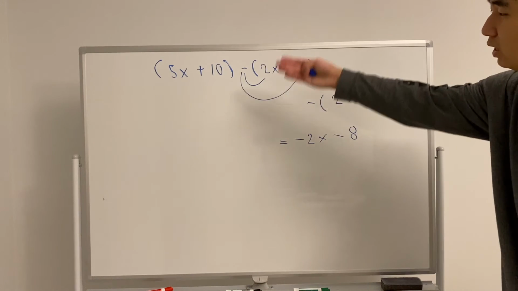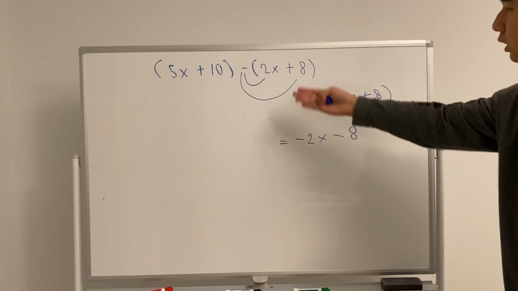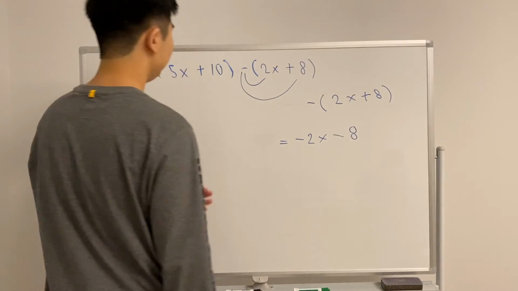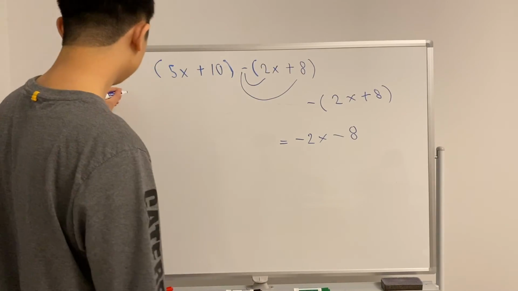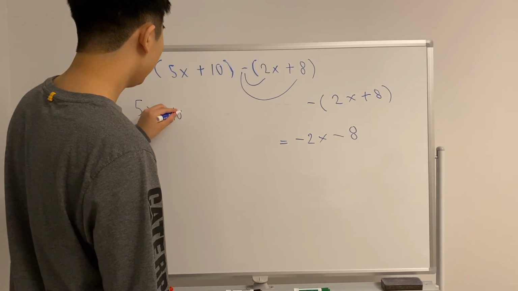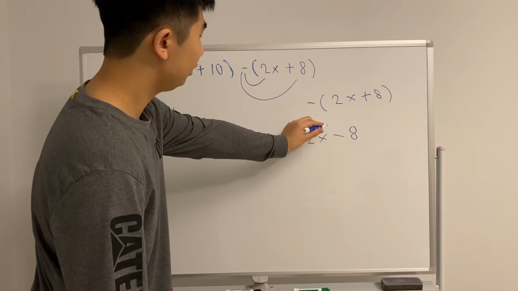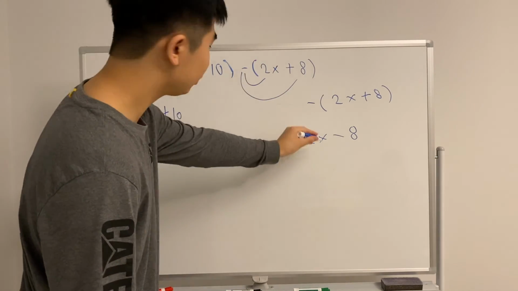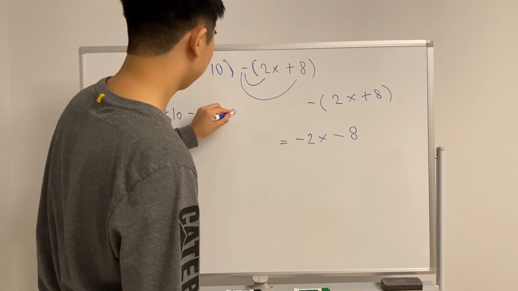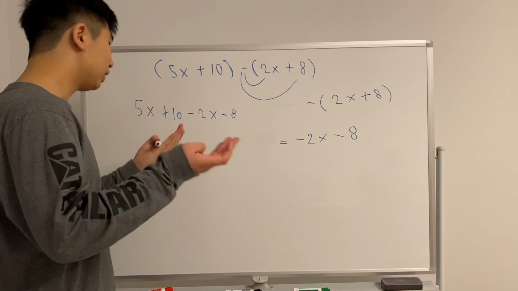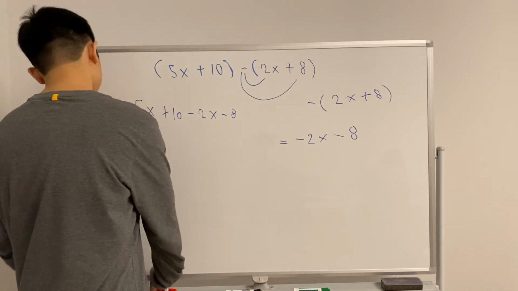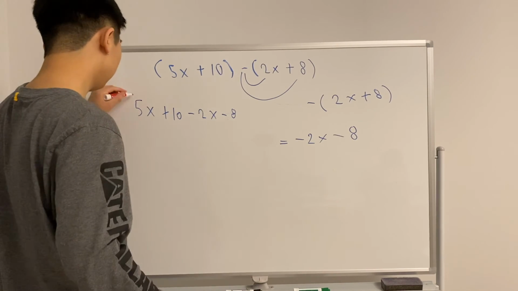And once you've distributed the negative to the second bracket, you can do the same thing you did with addition. So you can just get rid of the brackets. So 5x plus 10. And now you use these numbers, not these numbers. You use these ones. So you write -2x minus 8. And now you just gather your like terms again and you simplify. So I'll just circle them.